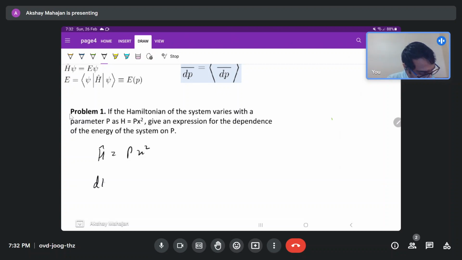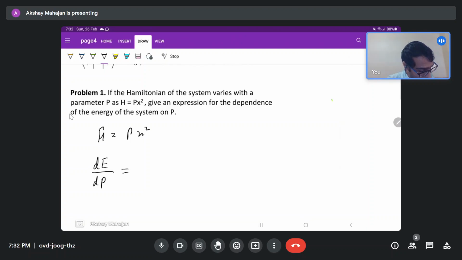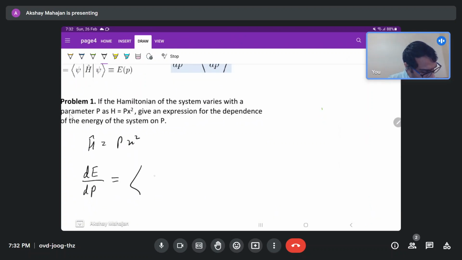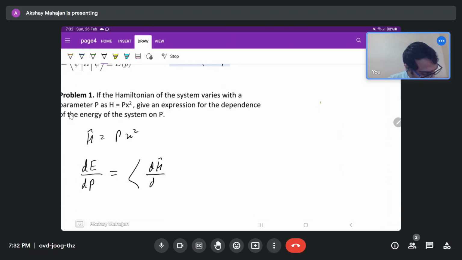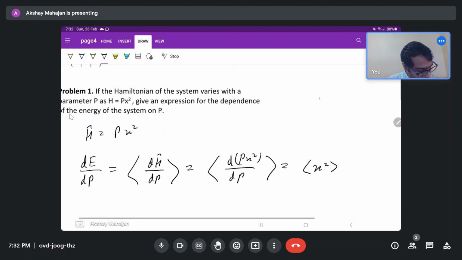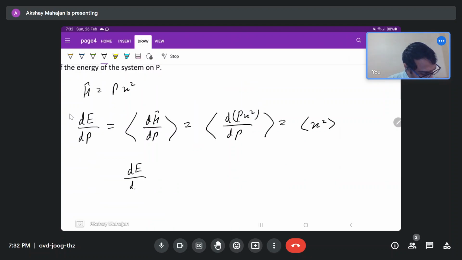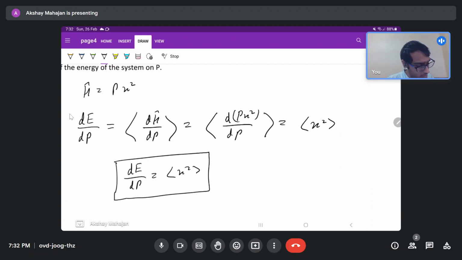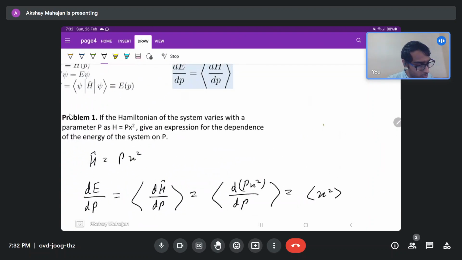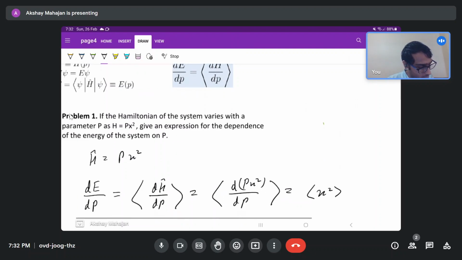Using the Hellman-Feynman theorem, dE by dP, how energy depends on this, is given by the expectation value of d of h cap by dP. Here h cap is p x square, so we get the expectation value of x square. So this is the expression that was asked of us. This is a very simple question to understand how to use the Hellman-Feynman theorem. We just have to use this formula.